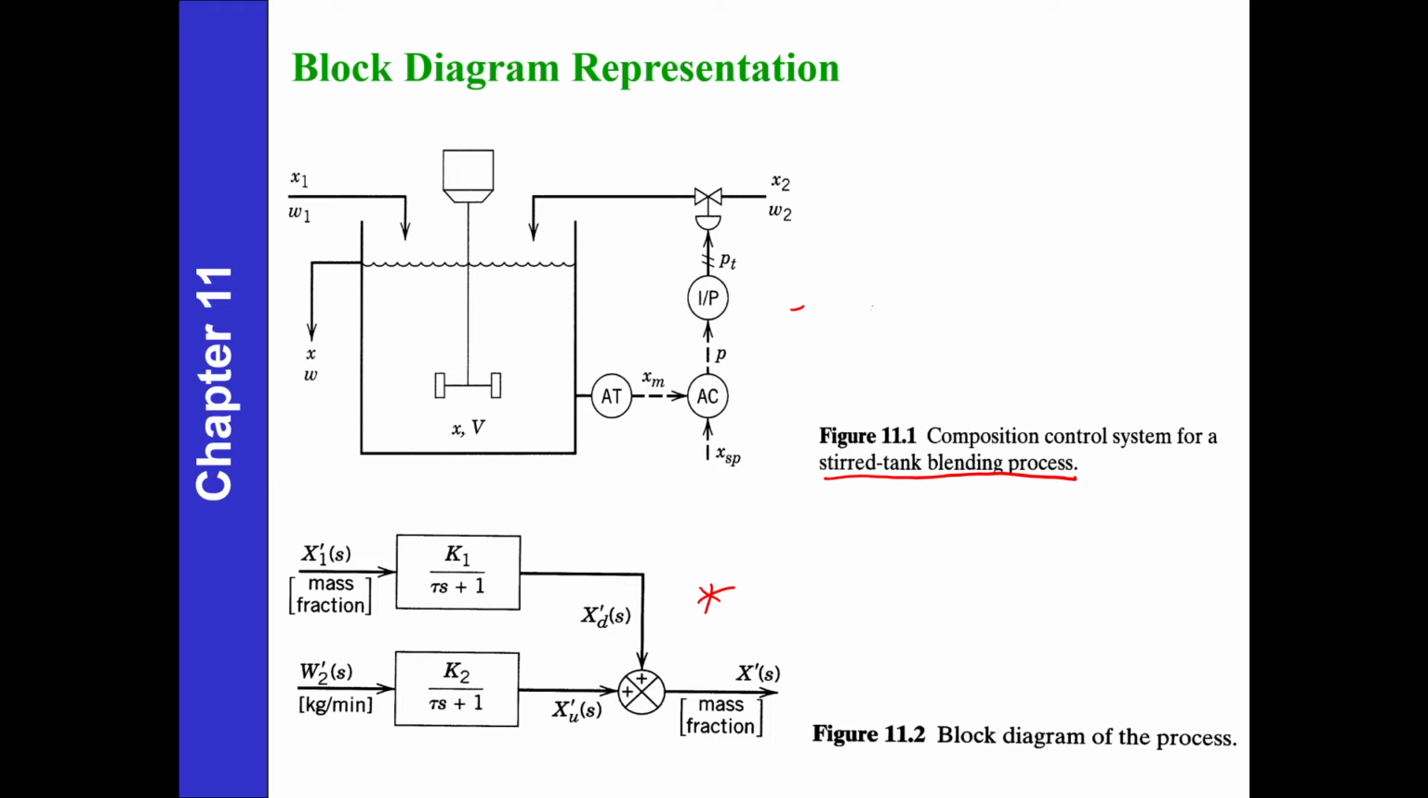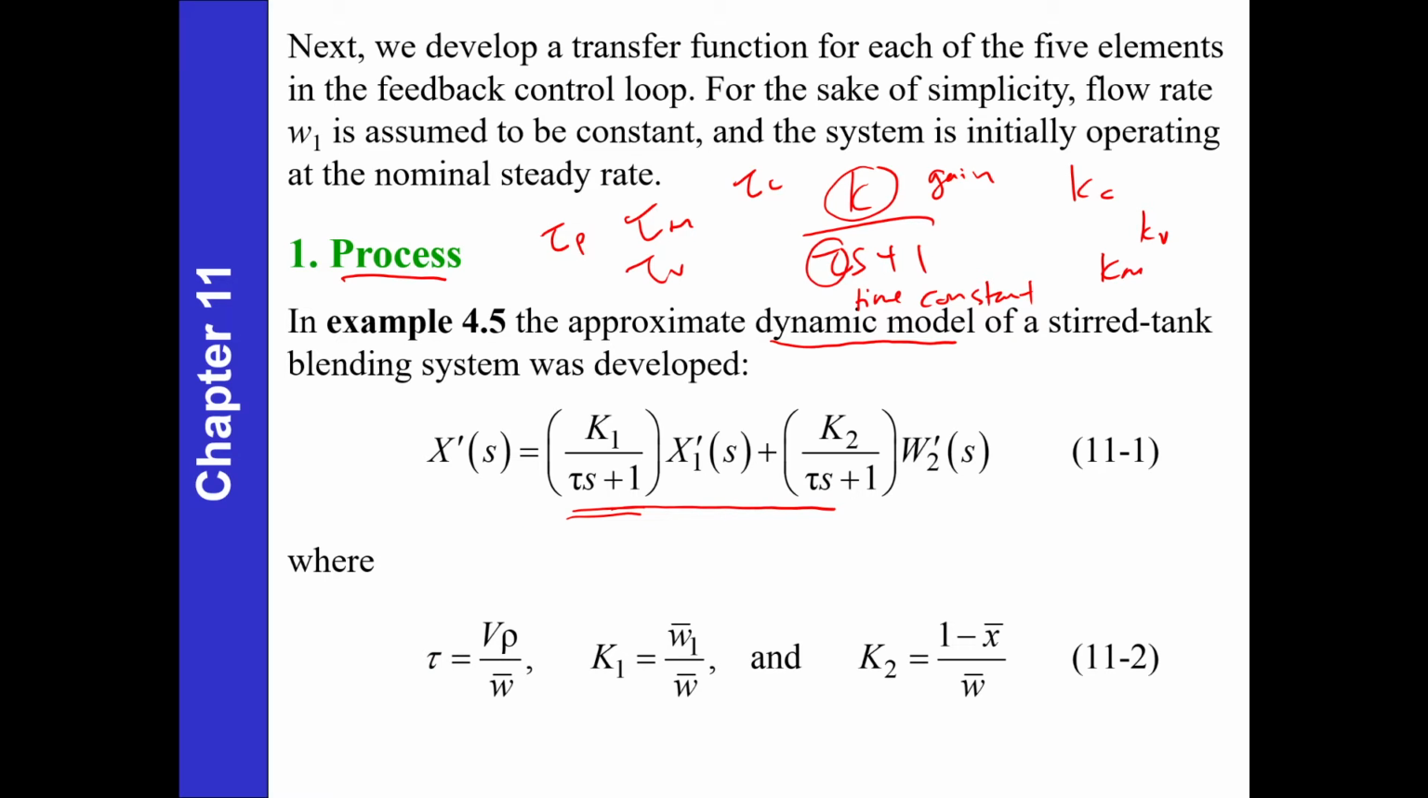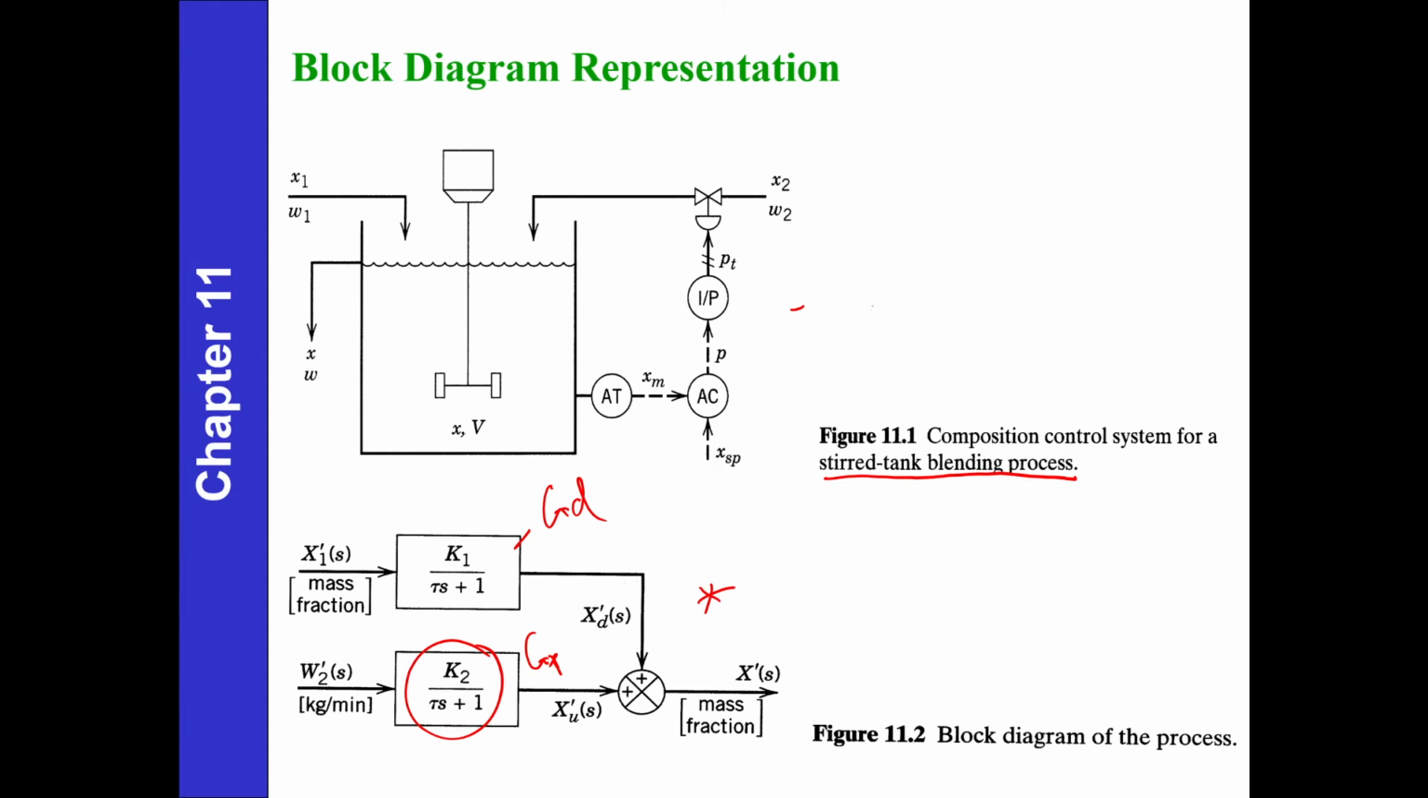And then this is a transfer function. This is GP. This is GD. How do I know? We have to go back to chapter 4, which is the transfer function. But now we are moving forward, not backward. Let's move forward first.